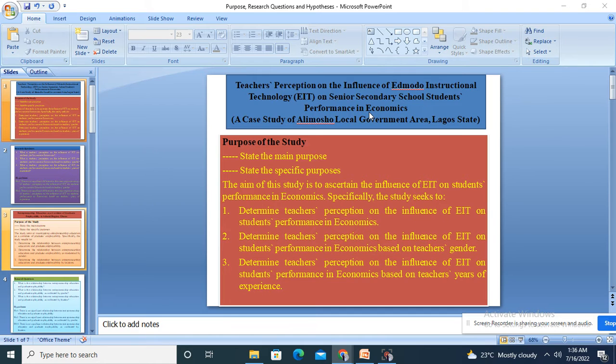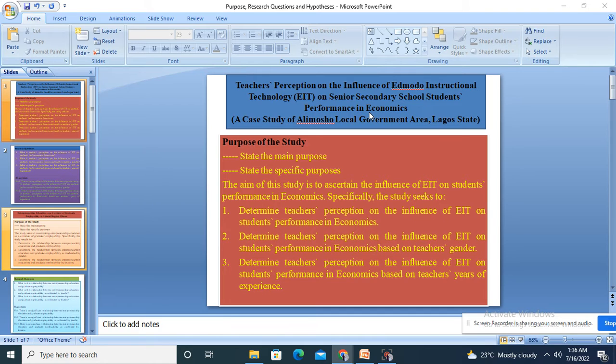As I said in my earlier videos, you have to have your what? Dependent and independent variables. You have what here? Edumodu instructional technology as your what? Independent variable, while performance is your what? Dependent variable, because student performance depends on Edumodu instructional technology. This is a good topic.